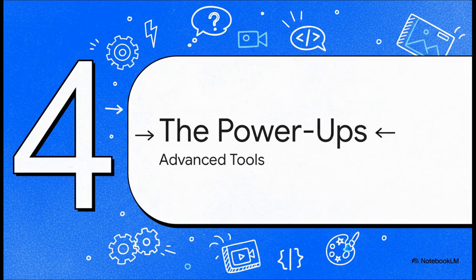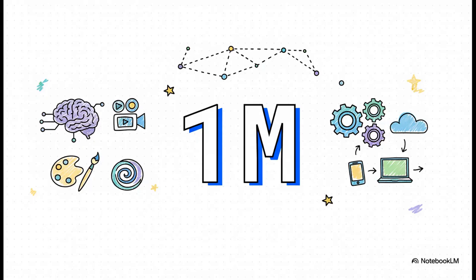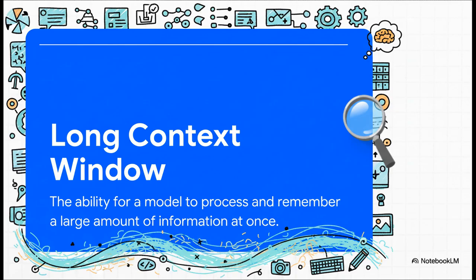Now, beyond those core abilities, the Gemini API has some serious power-ups. These are the advanced features that let you tackle problems so complex they felt like science fiction just a couple of years ago. First up, this number, 1 million. It's not users, it's not dollars, it's a measure of the model's memory. This is what we call the 1 million token context window. And a token is basically a word or part of a word.